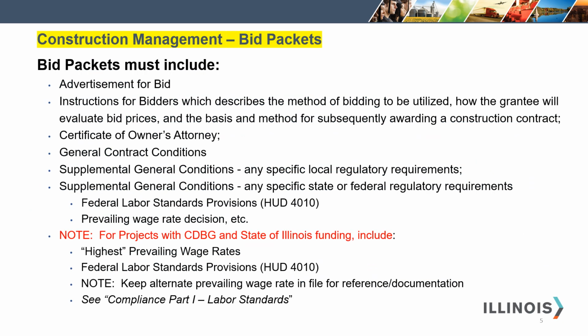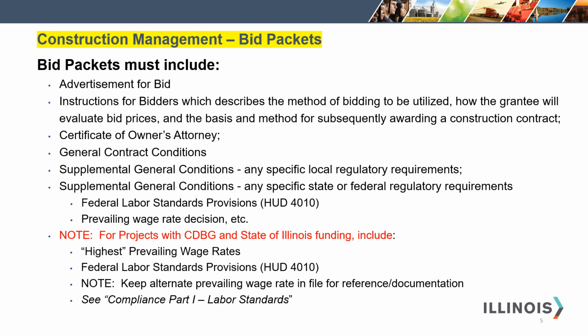Your bid packets must include your advertisement for bid, instruction for bidders, which describes the method for bidding to be utilized, how the grantee will evaluate bid prices, and the basis and method for subsequently awarding a construction contract, the certificate of owner's attorney, general contract conditions, supplemental general conditions, any specific local regulatory requirements, supplemental general conditions to include any specific state or federal regulatory requirements, including HUD Form 4010 and prevailing wage rate decisions.